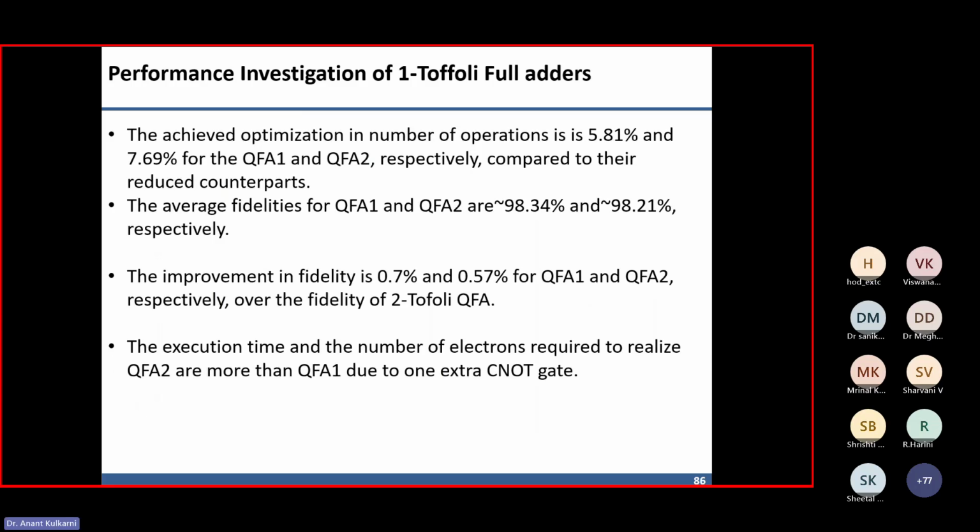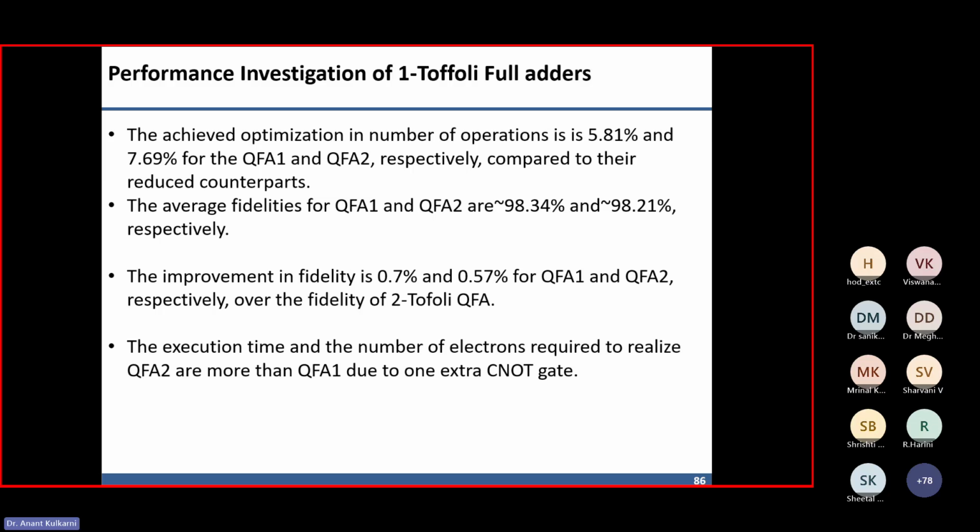The results obtained through the investigation are the achieved optimization in number of operations of 5.81% and 7.69% for QFA1 and QFA2 respectively, compared to their reduced counterparts. The average fidelities for QFA1 and QFA2 are 98.34 and 98.21 respectively. The improvement in fidelity is 0.7% and 0.57% for 1 and 2 respectively over the two Toffoli quantum full adder.